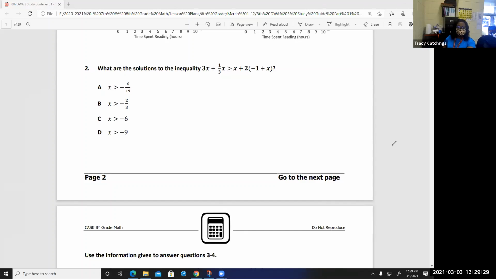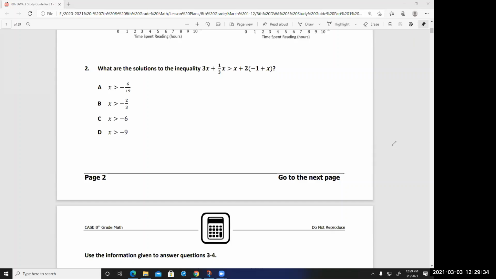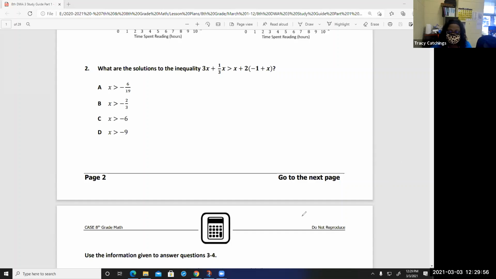All right, number 2. Somebody want to read to us? Yo, what's in pull up to me? I'm trying to pull it now. That's all right. They're supposed to be fixing the Wi-Fi, so hopefully they'll fix it. What you look up on? 3x plus 1/3 x greater than 8 plus 2.